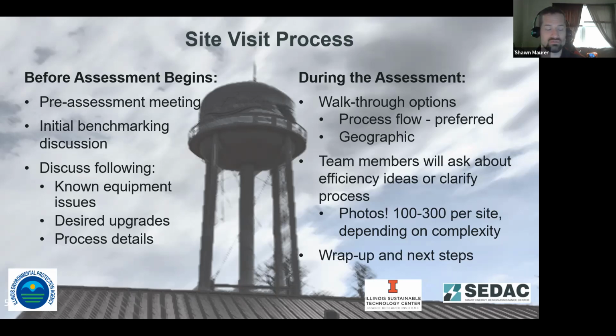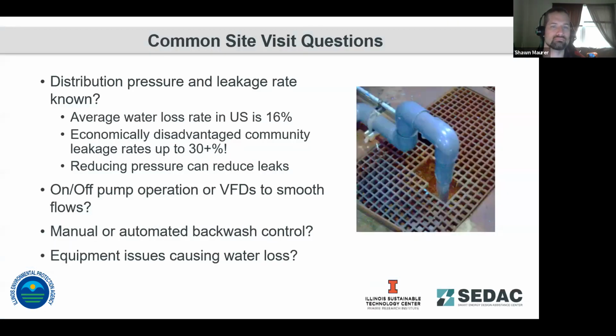And again, trying to identify what your desire is as far as upgrades and potential projects to look at for your facility. And then we'll wrap up that process. And again, we'll go back to our office, generate that short list and turn that back to you and then start working on the report.